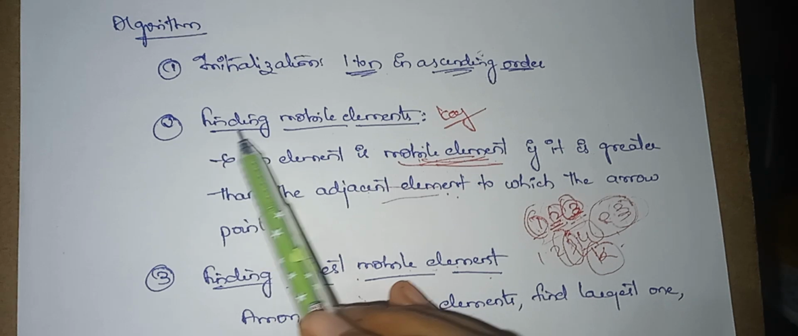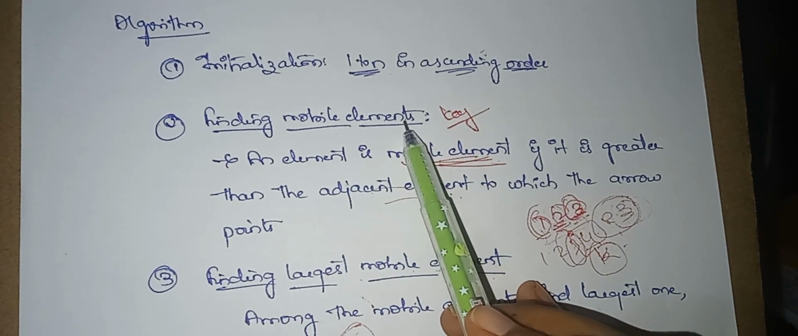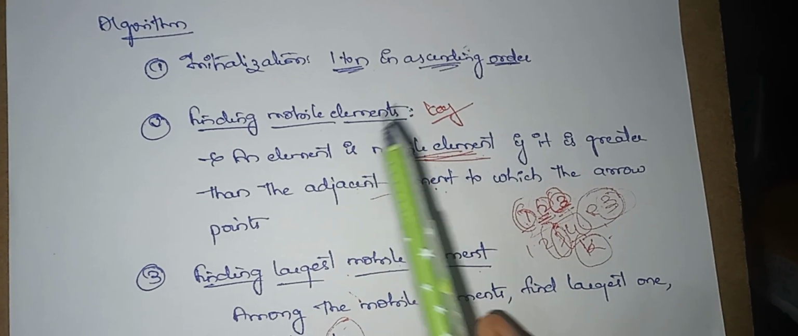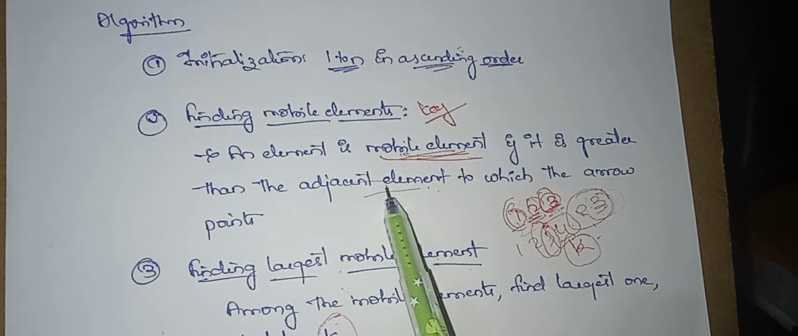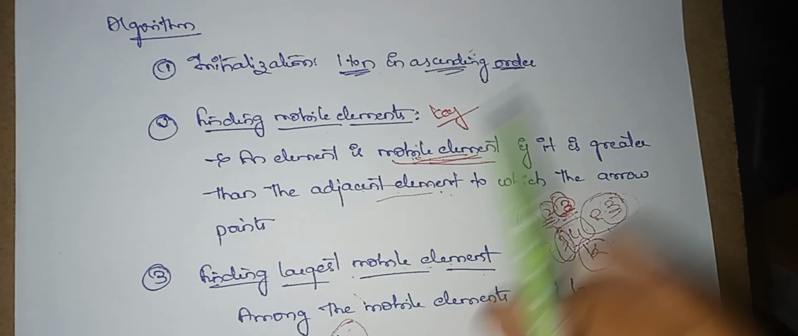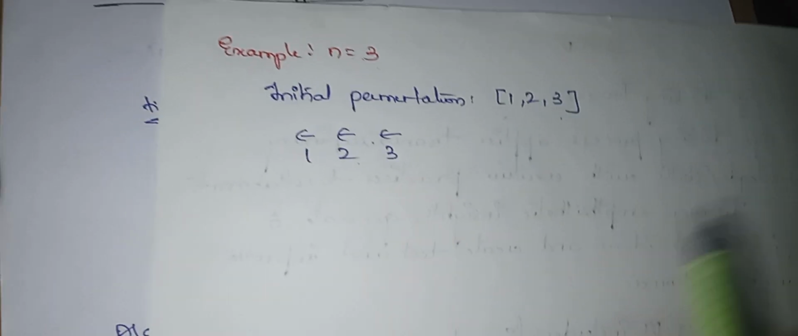Now the second step is that I have to identify the mobile elements. So what is a mobile element? I am repeating once again: the element which is greater than the adjacent element it points to is considered a mobile element. Now let us start identifying the mobile elements for each permutation.